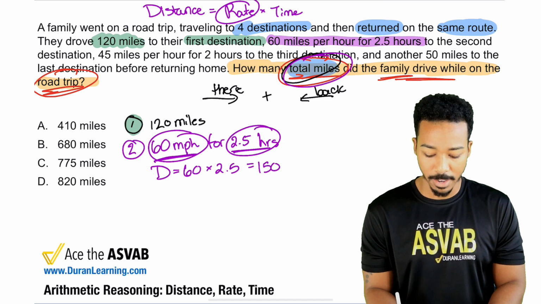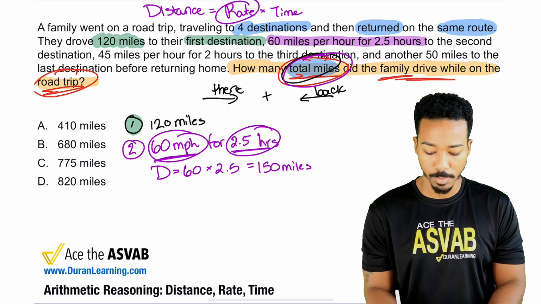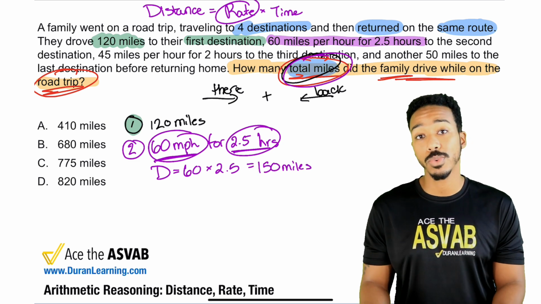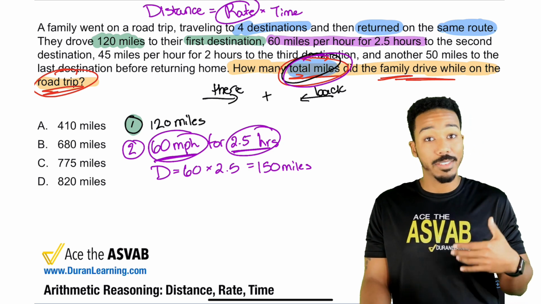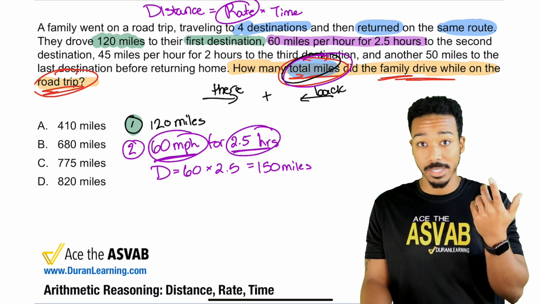And again, you can do it by hand if you want to. You can absolutely do it by hand, but one thing about the arithmetic reasoning section is that you only get about a minute per question. And so with that said, you're going to have to be able to calculate quickly, especially mentally.